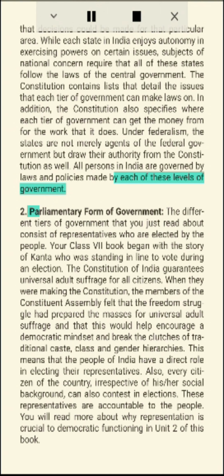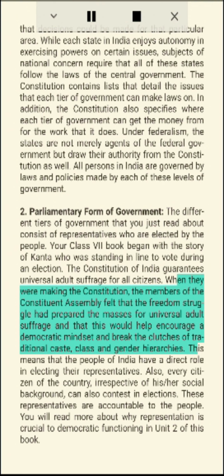2. Parliamentary form of government. The different tiers of government that you just read about consist of representatives who are elected by the people. Your Class 7 book began with the story of Kanta, who was standing in line to vote during an election. The Constitution of India guarantees universal adult suffrage for all citizens.